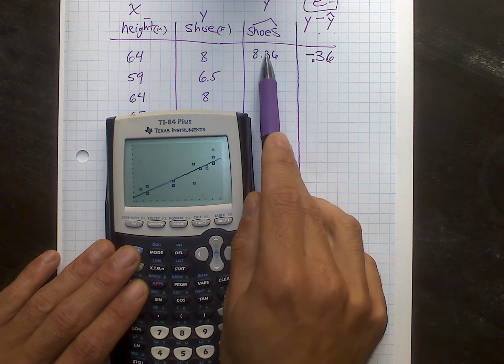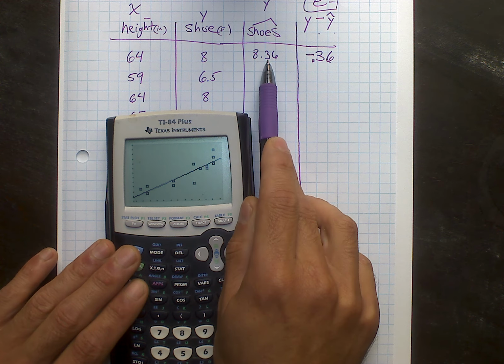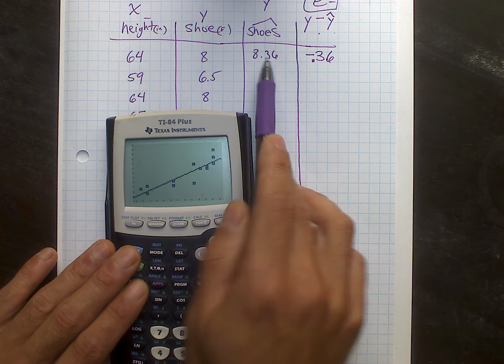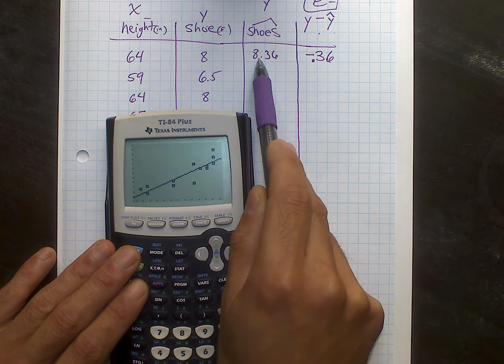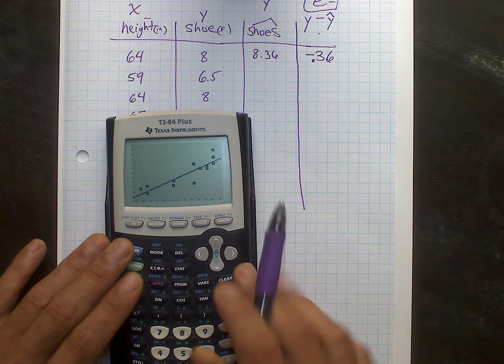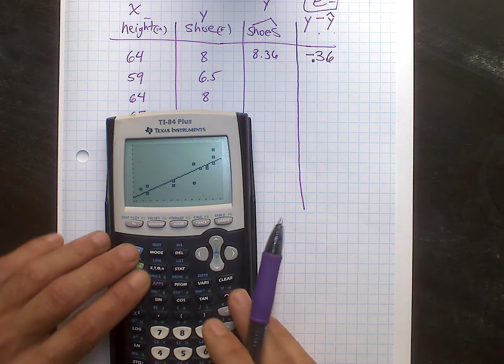Let's actually find what the residuals are. So let's create another column on our table. I believe this is Crystal. Crystal has a shoe size of 8, but the model predicted that she would have a shoe size of 8.36. Where did this come from?